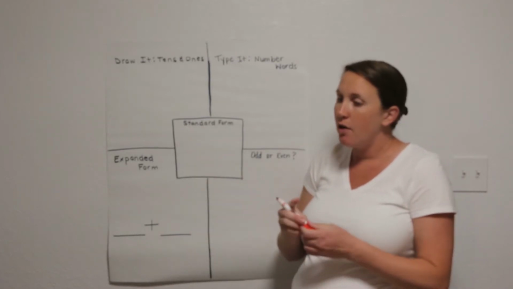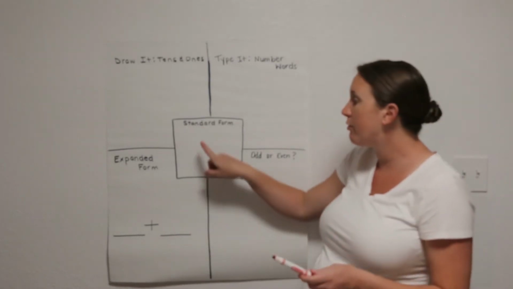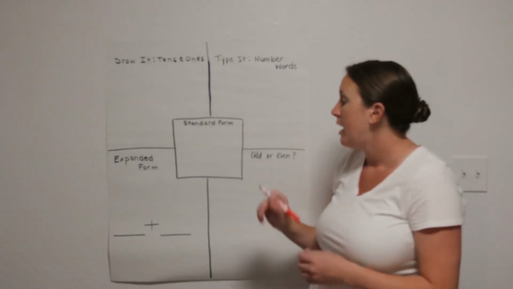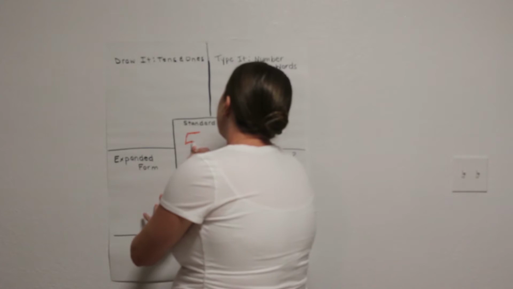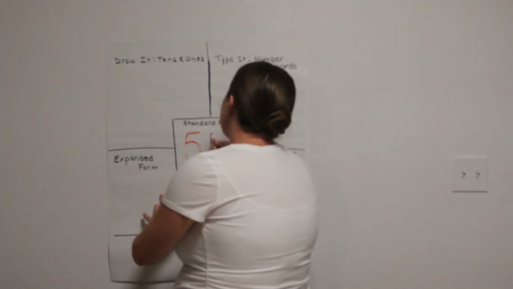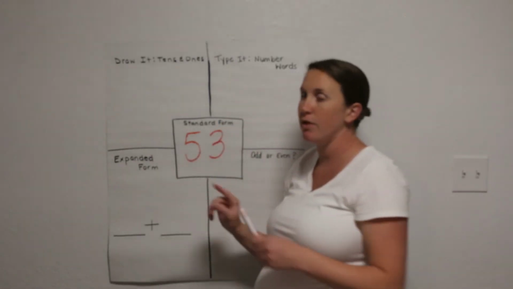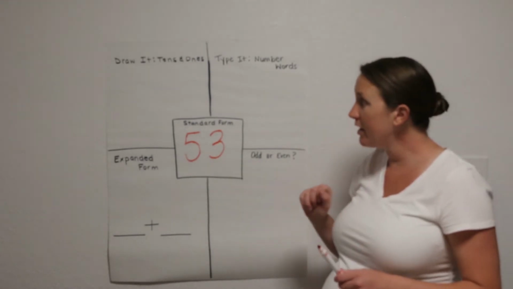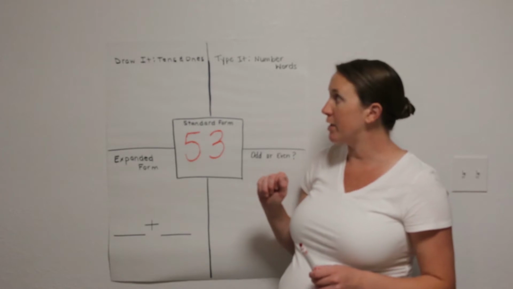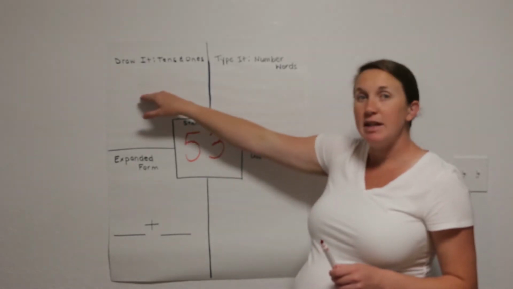So this is whatever number you choose, you're going to write it right here in the middle. So Miss Milazzo is going to use the number 53. So I write my 5 in my tens place and my 3 in my ones place. 53. The next form that I'm going to write it in is my base 10 manipulative.